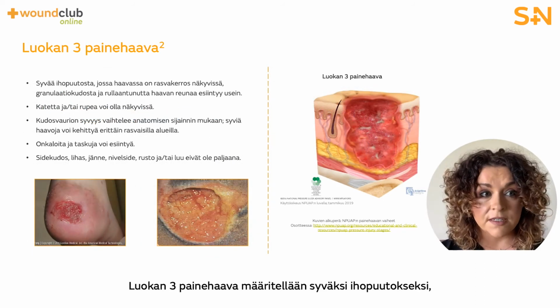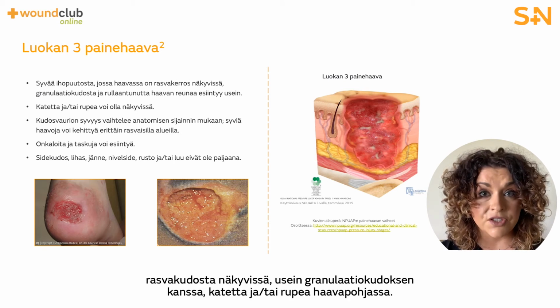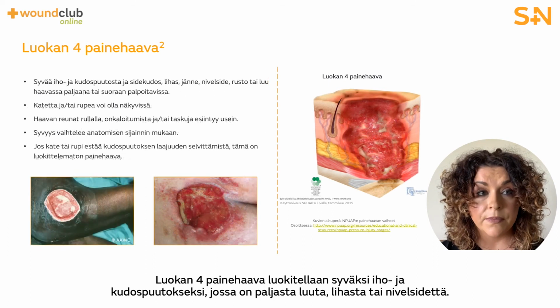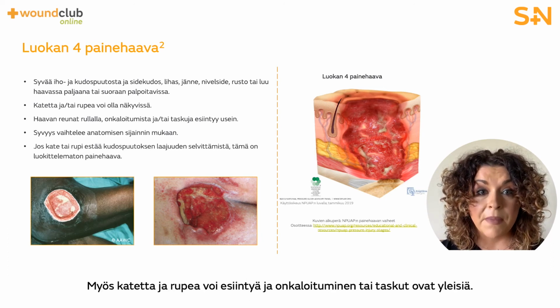Category 3 pressure ulcers are defined as those with full thickness loss of skin. Adipose or fatty tissue is visible, often with the presence of granulation, slough and or eschar in the wound bed. There may be the presence of undermining or tunnelling, however, muscle, tendon or bone is not exposed. Category 4 pressure ulcers are classified as full thickness skin and tissue loss with visible bone, muscle or tendon. There may also be slough and eschar present, and undermining or tunnelling is common.